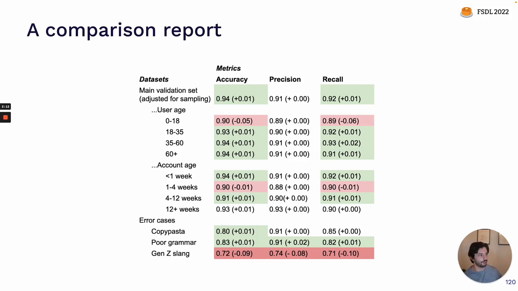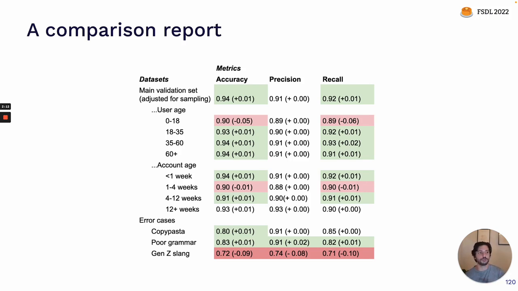Across the top, we have all of our metrics, in this case, accuracy, precision, and recall. And then along the left are all of the data sets and slices that we're looking at. So the things to notice here are we have our main validation set, which is like what most people use for evaluating models. But rather than just looking at those numbers in the aggregate, we also break it out across a couple of different categories. In this case, the age of the user and the age of the account that belongs to that user.